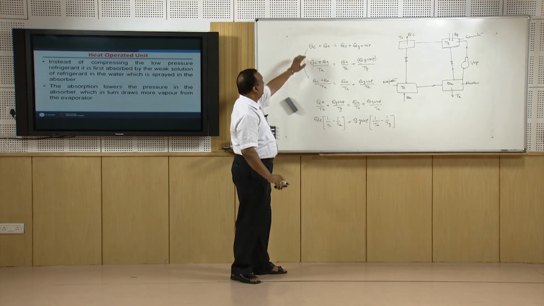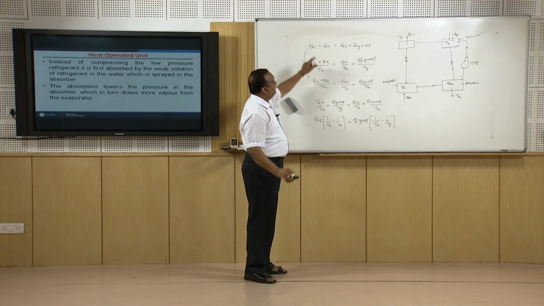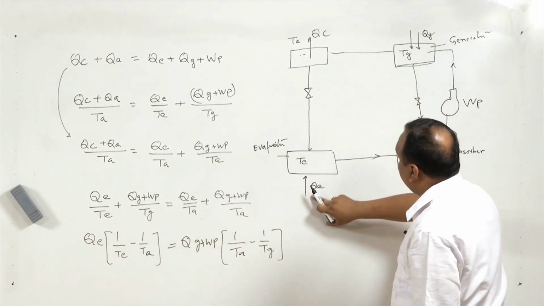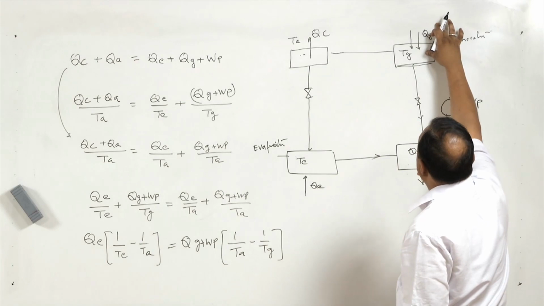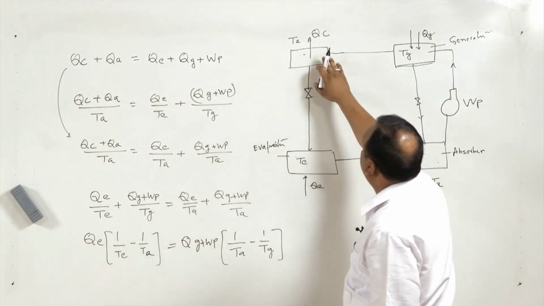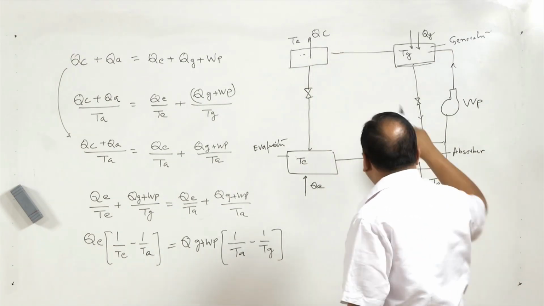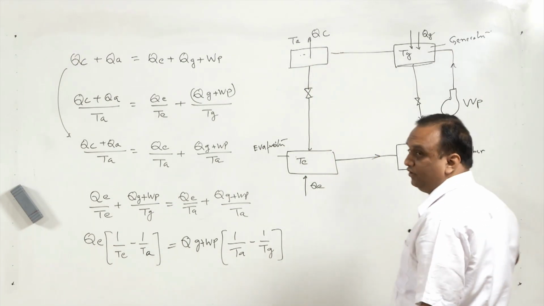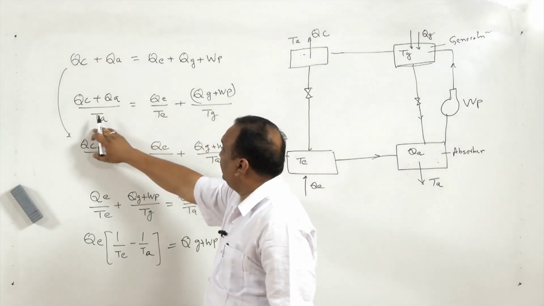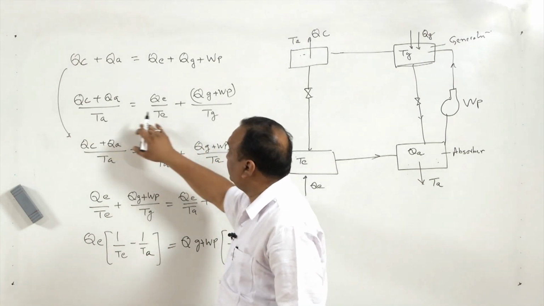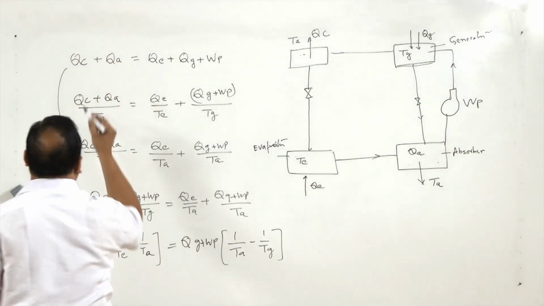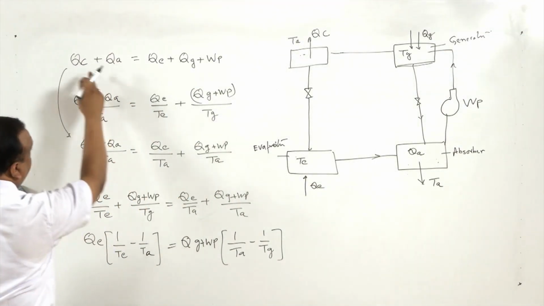Now, I am repeating, I have taken heat balance, right? Heat coming to the system is QE plus QG. QE means heat is taken into the evaporator, heat coming to the generator, work by pump is equal to heat rejected, heat rejected in the condenser, heat rejected in the absorber, because during the absorption process there is a heat rejection. We have considered the change in entropy in the respective process. Now, this equation of heat conservation is again divided by TA.